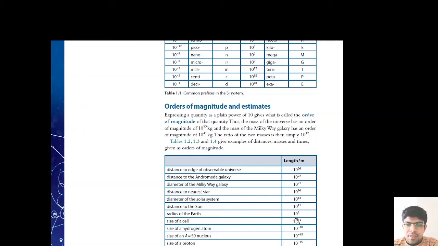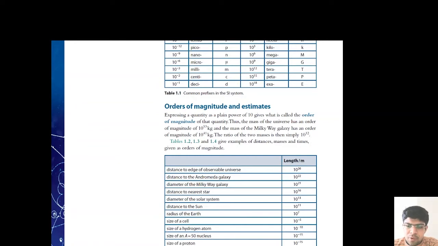Size of the cell is 10 raised to power minus 5. This is not the cell of batteries, some people say. This is the cell we have in biology, the smallest component of life, by which all human beings are made up of. So this is not the one composed of electricity. Size of the hydrogen atom is 10 raised to power minus 10. Size of an A equals 50 nucleus is 10 raised to power minus 15. So we can imagine the nucleus is too small and is embedded in the cell, 10 raised to power minus 15.